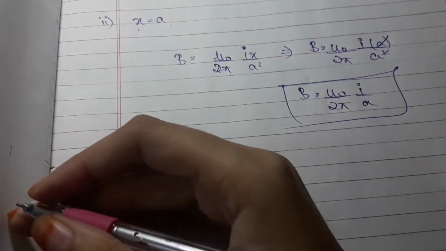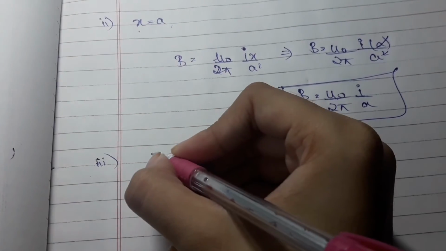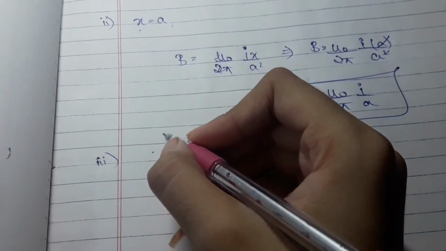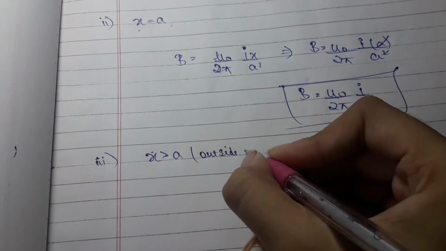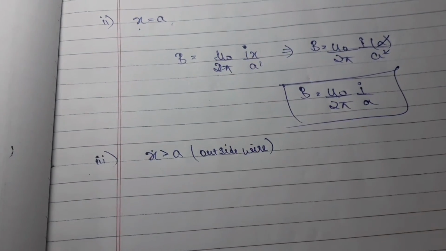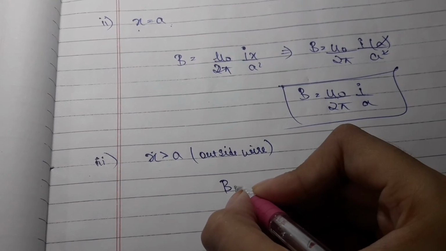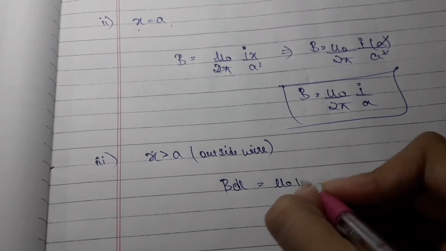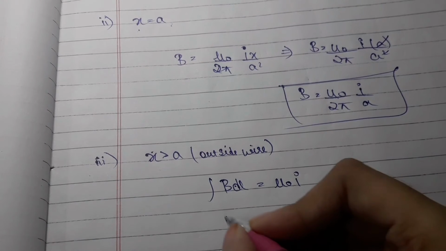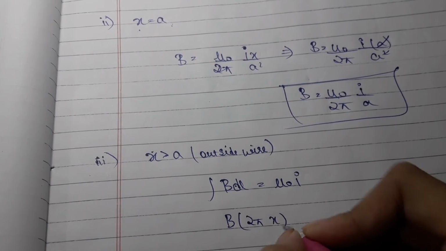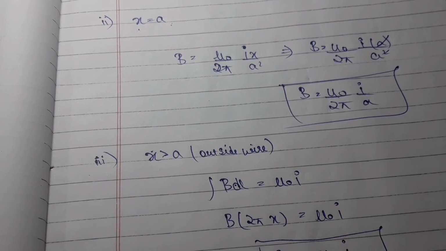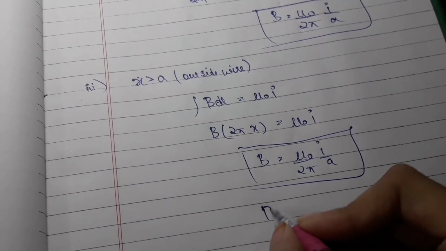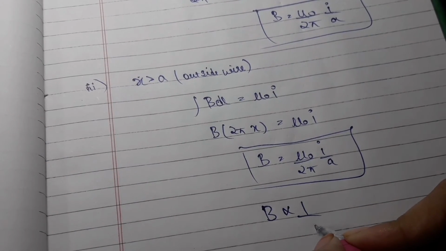Now we will take case 3. Now we will take outside the wire, meaning x is greater than a. Here also we will apply Ampere's circuital law. B times dl, which is 2 pi x, is equal to mu naught I. B comes out to be mu naught upon 2 pi, I upon x. Here we see that B is inversely proportional to the distance x.